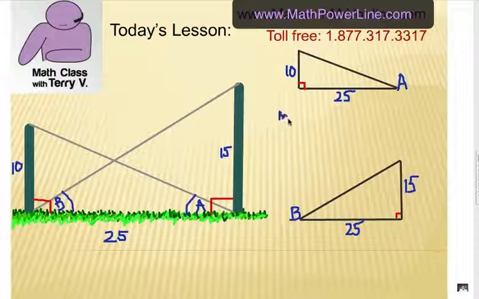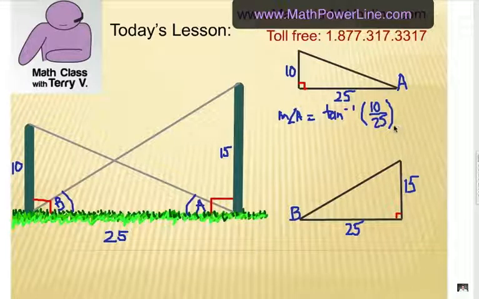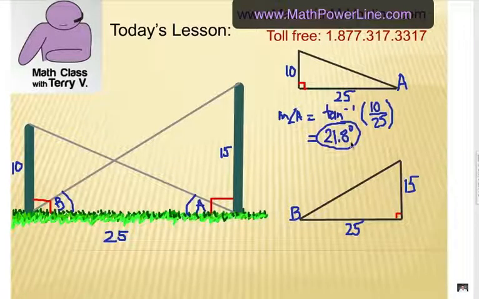All right, so the measure of angle A is going to be the inverse tangent of, now let's think about tangent for a second. If A is my reference angle, tangent is opposite over adjacent, right? So that's got to be 10 over 25. Now since 10 over 25 is 0.4, I put 0.4 in a calculator and I find the inverse tangent of that. It happens to be about 21.8 degrees. We're going to need that information in our next step, but let's just put that in.